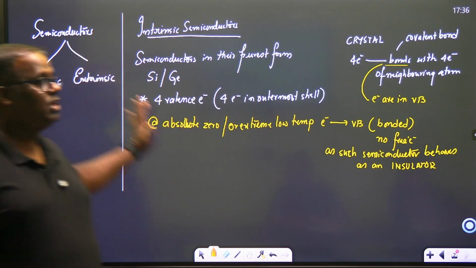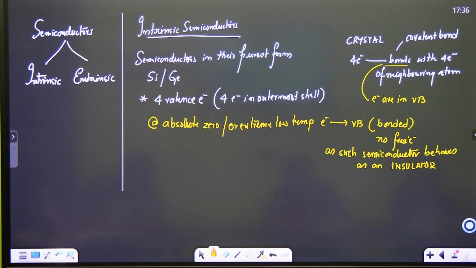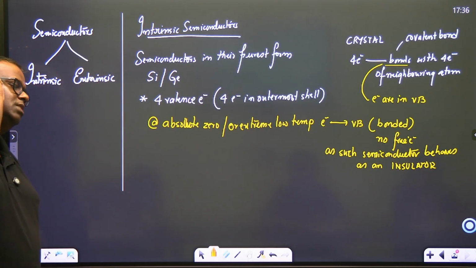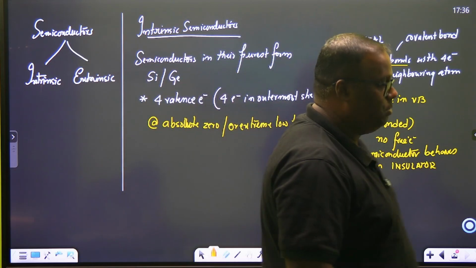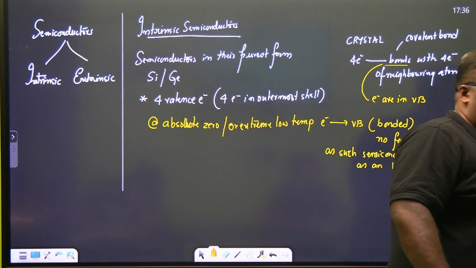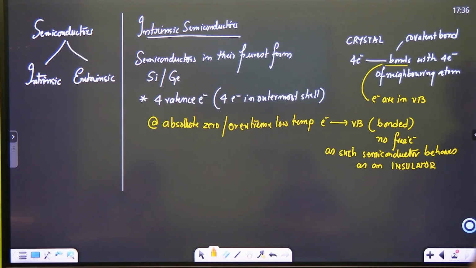Write it down so that when you read the book on your own or read the notes, things become clearer to you. You are studying intrinsic semiconductors. You write, I keep on saying something, so keep your ears open. Children, we are studying semiconductors now. Semiconductors are classified into two types, intrinsic and extrinsic. We are studying intrinsic semiconductors.